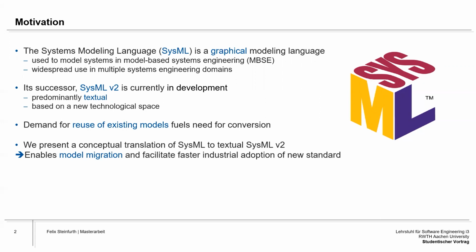The widespread use of its predecessor causes a demand for the reuse of existing models, which in turn fuels the need for conversion of models from SysML to SysML v2. In order to fulfill that demand, we present a conceptual translation of SysML to textual SysML v2 and hereby enable model migration and facilitate a faster industrial adoption of the new standard.